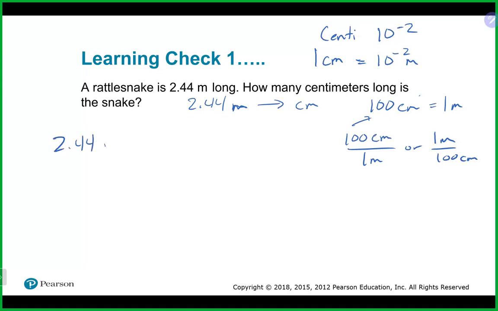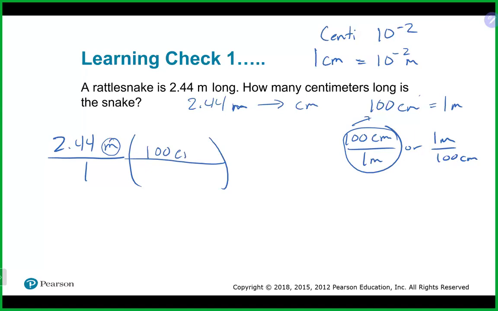So 2.44 meters. Again, if you want, you don't have to, but if it helps you put it over 1. Clearly, I can see meters are up on top and I want to get rid of them. So opposite location to cancel, that is what we're looking for. And divide. The meters are going to cancel, going to leave the centimeters up there on top. So that is 2.44 times 100, which is 244 in this particular case.